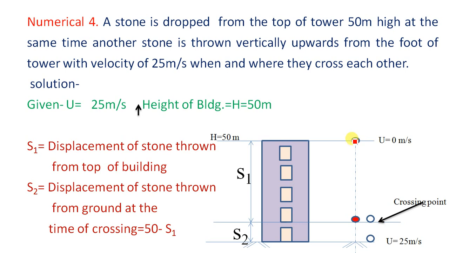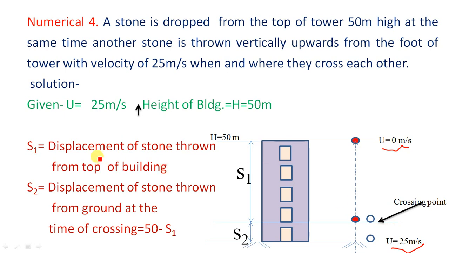Now here, this stone is dropped from the 50 meter high tower, and here the ball is thrown with a velocity of 25 meter per second. They have asked us when and where these two balls cross each other. When the word is "dropped", it indicates that the initial velocity of the first stone is 0. Its journey is in the downward direction, and this stone is thrown with a velocity of 25 meter per second. So u is 25 meter per second, and this is the point of crossing.